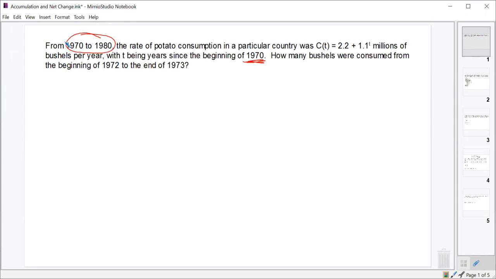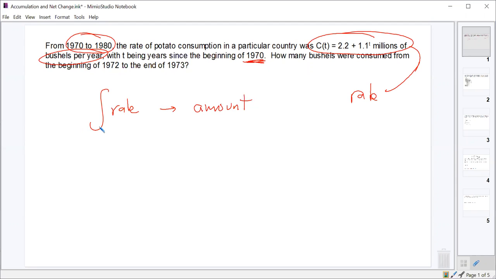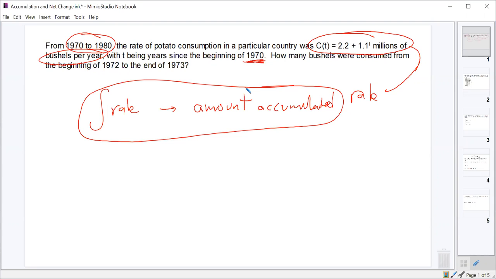So in this case, our function is good for 1970 to 1980. So if we want to figure out how many bushels were consumed from the beginning of 72 to the end of 73, and we are given a function that represents the rate, right? This is a rate function, millions of bushels per year. The integral of a rate function always equals an amount. We'll even say an amount accumulated. So the integral of a rate function always equals the amount accumulated.